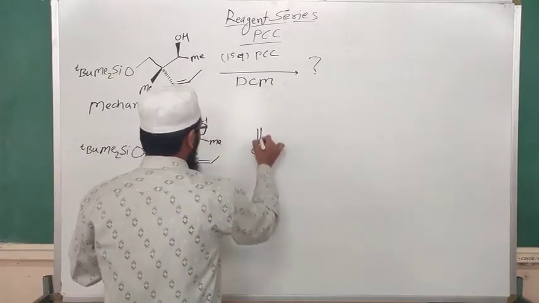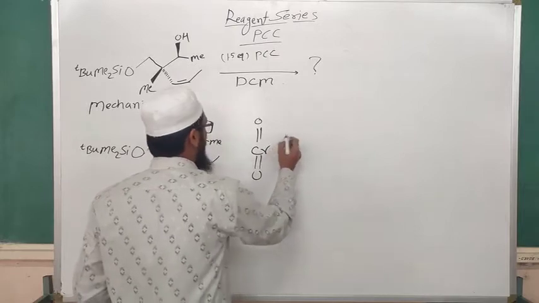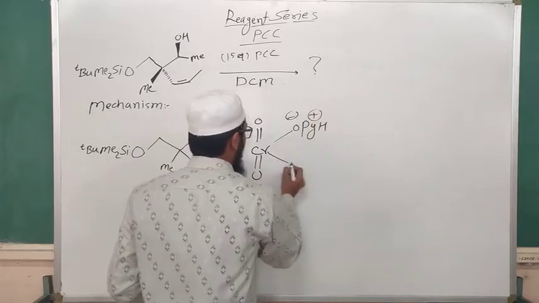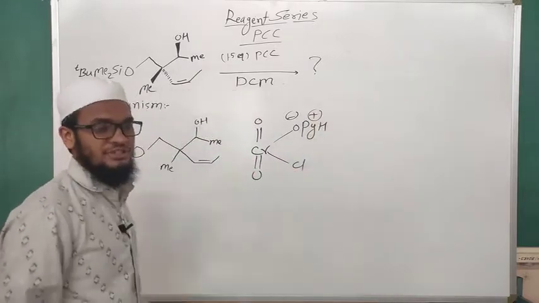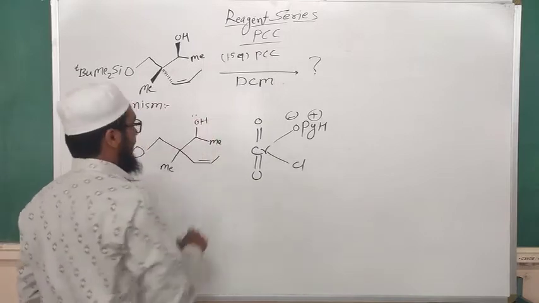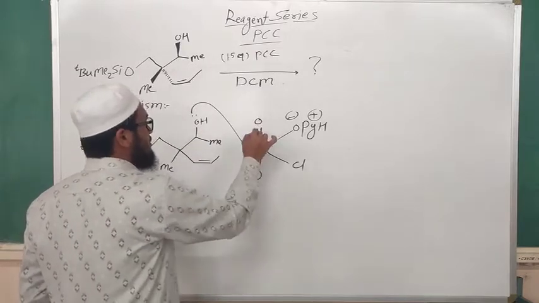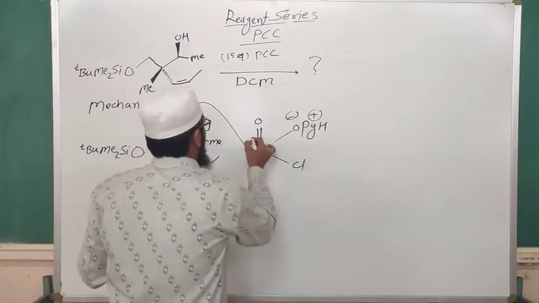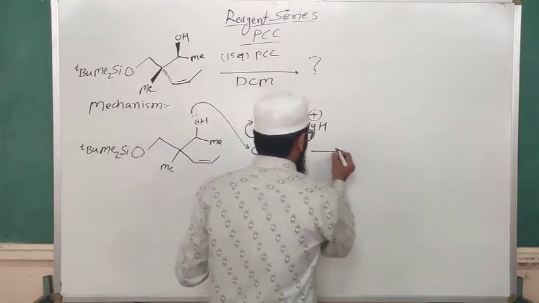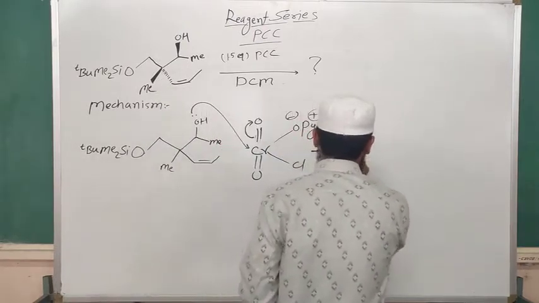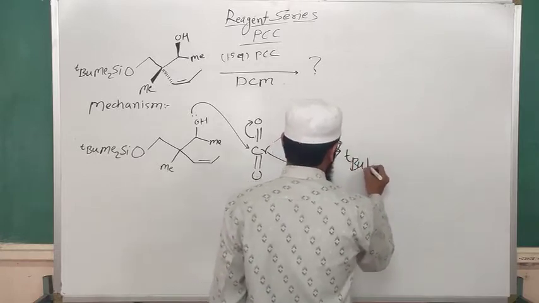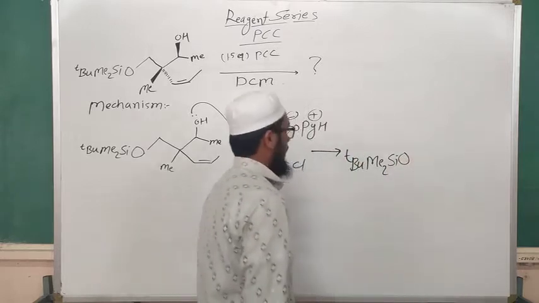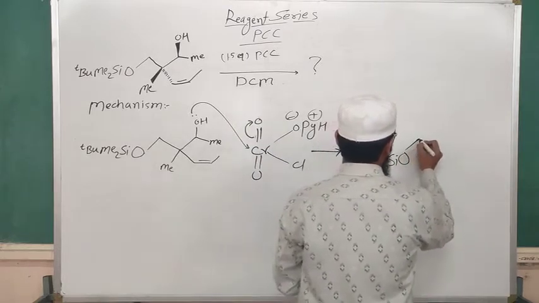Now look here. I have the structure of our PCC: chromium double bond O, single bond O negative, pyridinium H positive, and then Cl. This is the structure of PCC. Now oxygen has a lone pair, it will attack this chromium. This oxygen-chromium double bond will convert into a single bond. Let me write what we'll get after the arrow: tertiary butyl group, dimethyl selenium ion, oxygen, and then CH2.